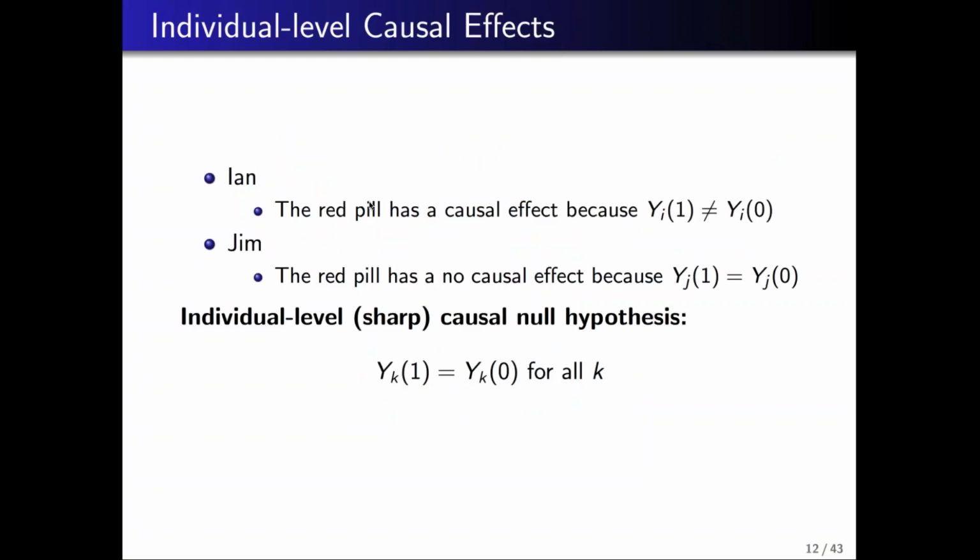In terms of individual level causal effects, there's a causal effect for Ian because he has different outcomes when he takes or does not take the red pill. So those potential outcomes are different from one another. Jim, however, has no causal effect, because his outcomes are the same regardless of whether he takes the pill or not. The individual level causal null hypothesis is that the potential outcomes are the same under treatment and under no treatment for every single individual. And that's not testable.